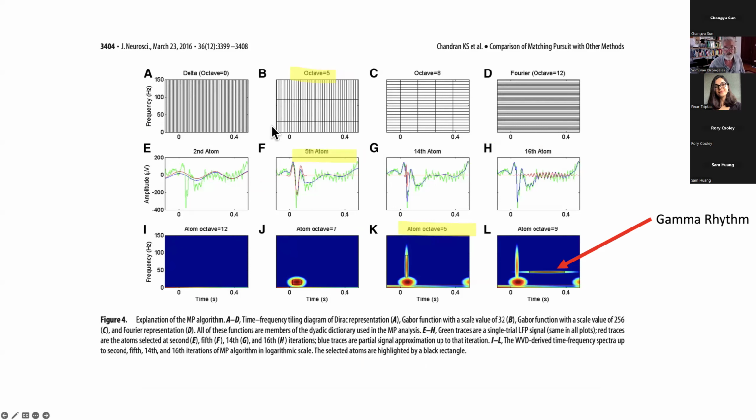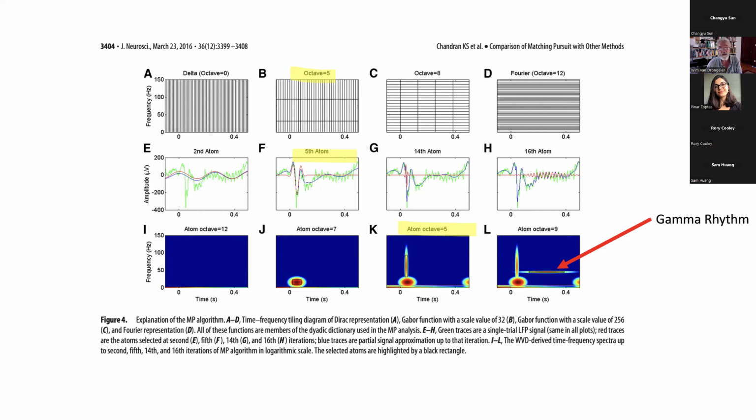So here are the tiles that they basically have. That's part of a couple of tiles. This is not all of them. They have more tiles in their dictionary, but they show you a couple of tiles. And they show you the signal here in green. And they then show you how these atoms fit with the data.